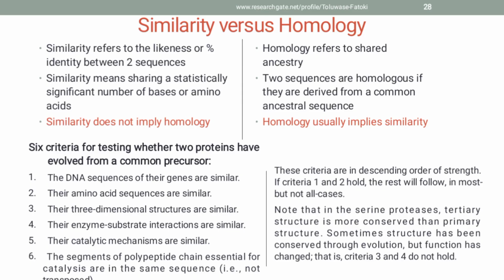So function can change even based on criteria 3 or 4. Criteria 3 or 4 may not hold. Sometimes structure has been conserved through evolution, but function has changed. They have the same structure, but the function is different. So as a result of that, you have to rule out number 3 and number 4.